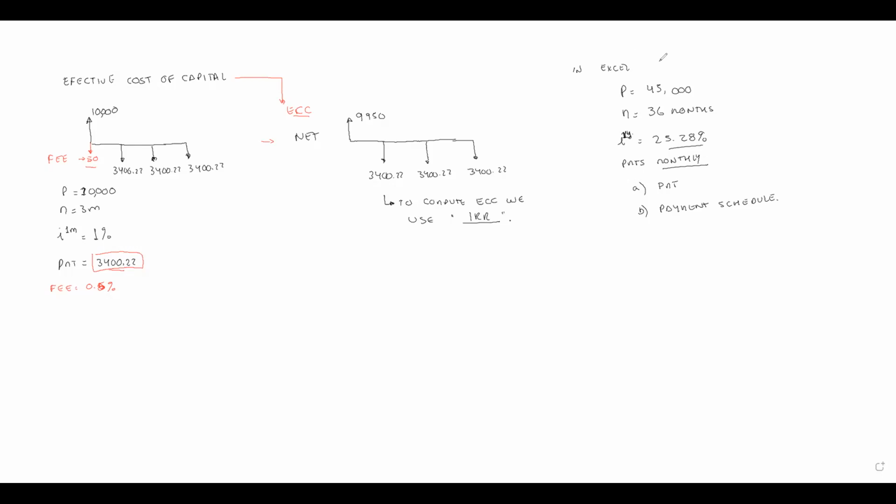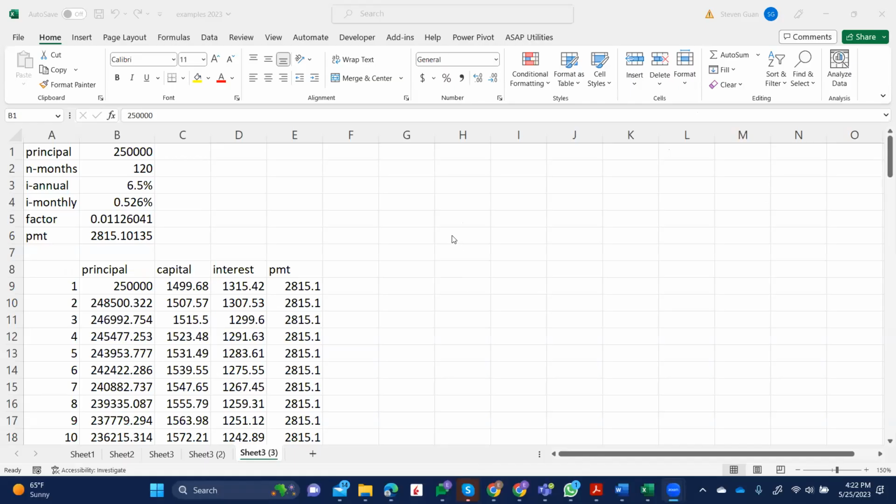Okay, so let me remember it's 45, 36, 25, 28. Okay, have you done that? What is the payment? Someone can give me the payment. $17.36.